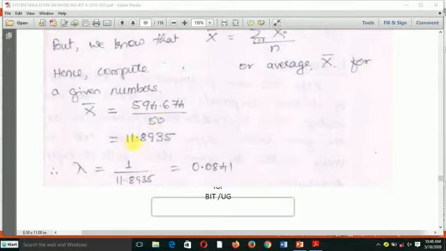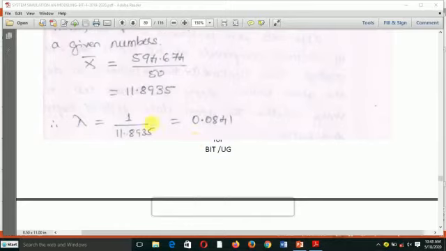So the mean will be equal to 11.9835. Lambda will be the reciprocal of this one, 1 over the mean, which will be equal to 0.0841.